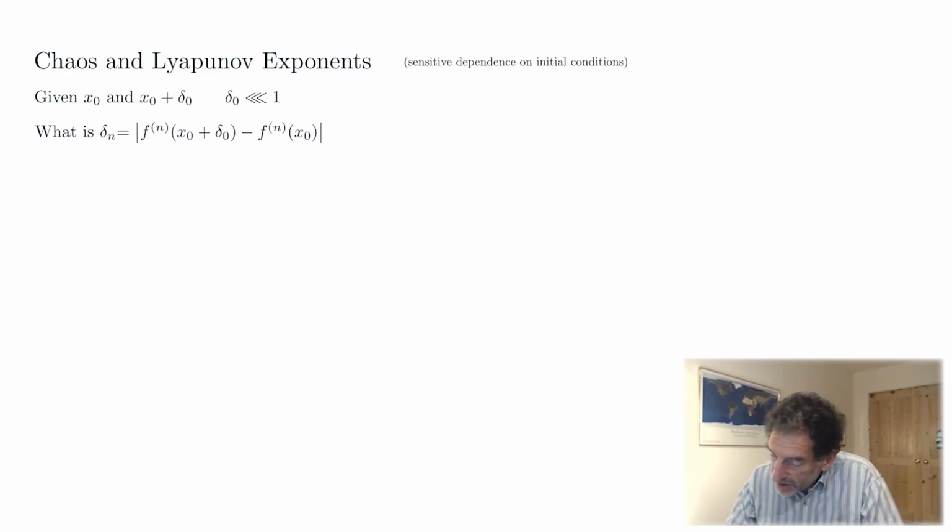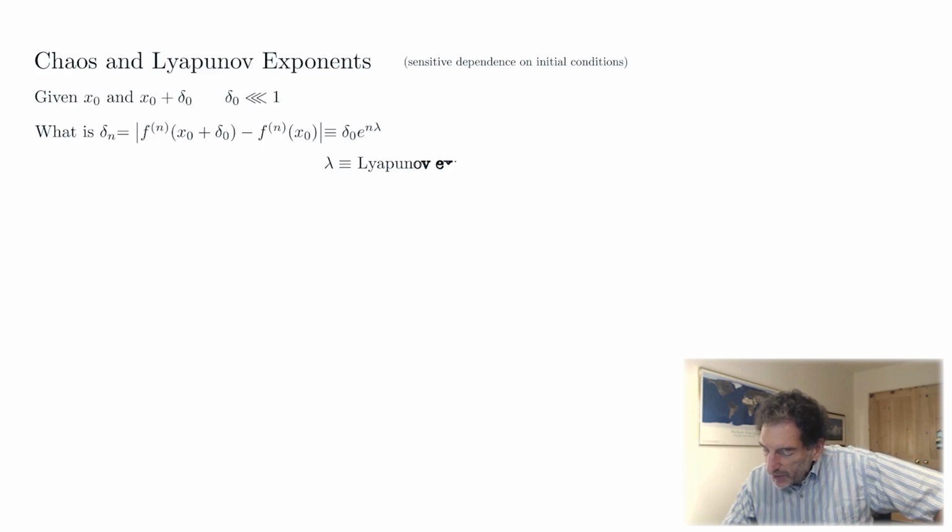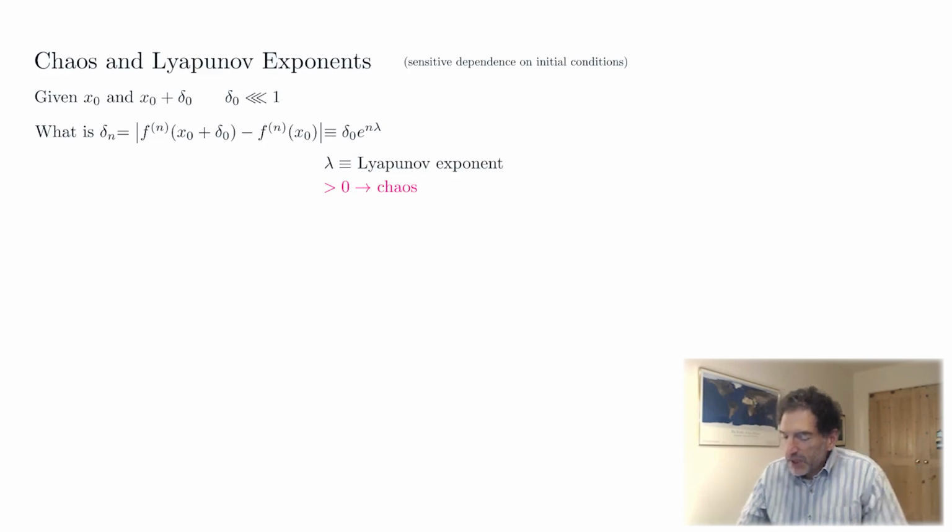Let's define this difference as delta 0 e to the n lambda. And the crucial point here is that the factor lambda, this is defined to be the Lyapunov exponent, and if it's greater than 0, this defines for us chaos, because it says that these 2 nearby points diverge exponentially in the number of iterations. So let's compute with this definition what the Lyapunov exponent is.